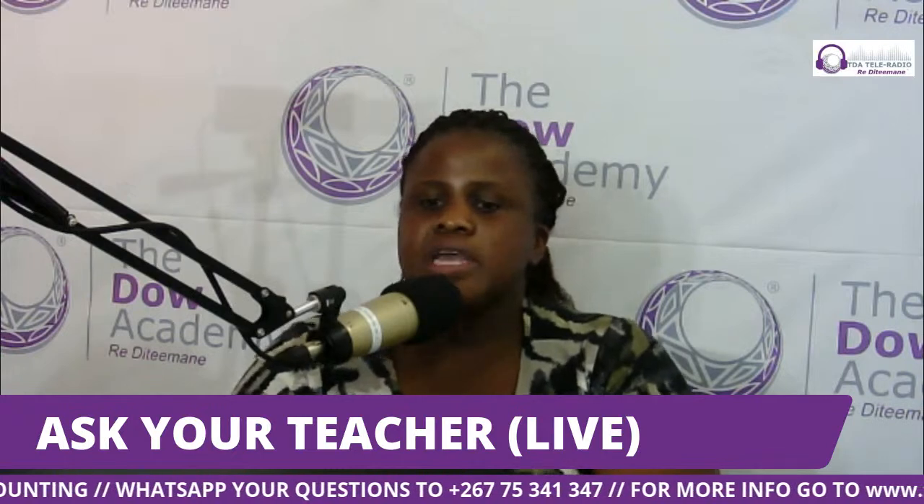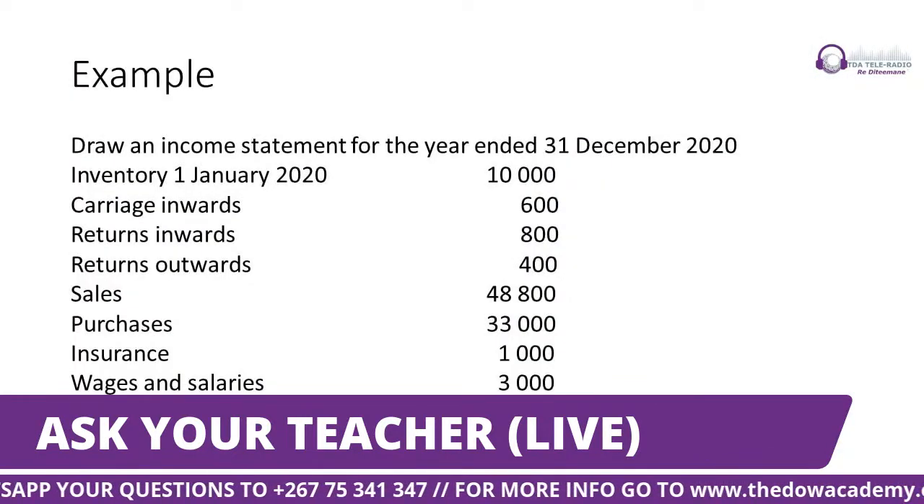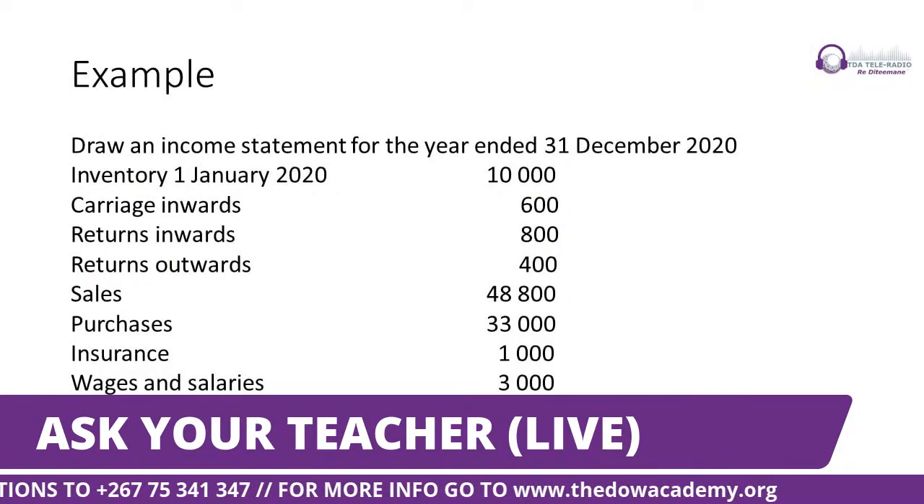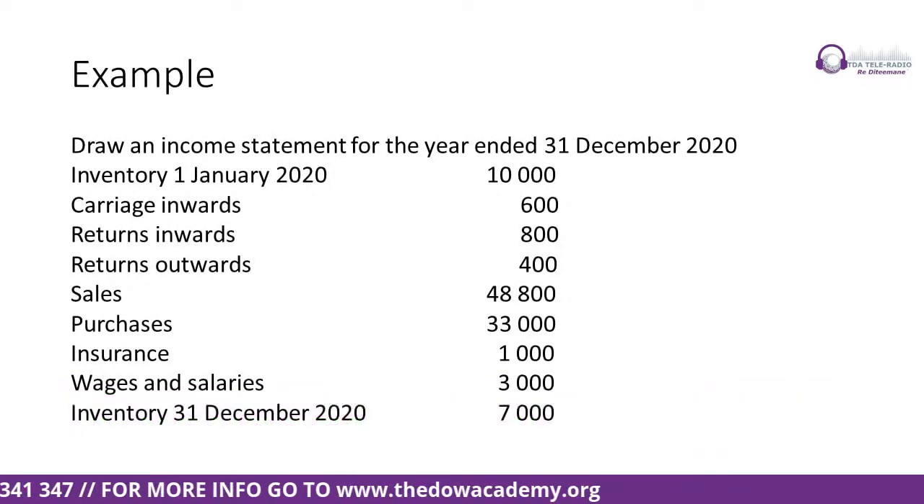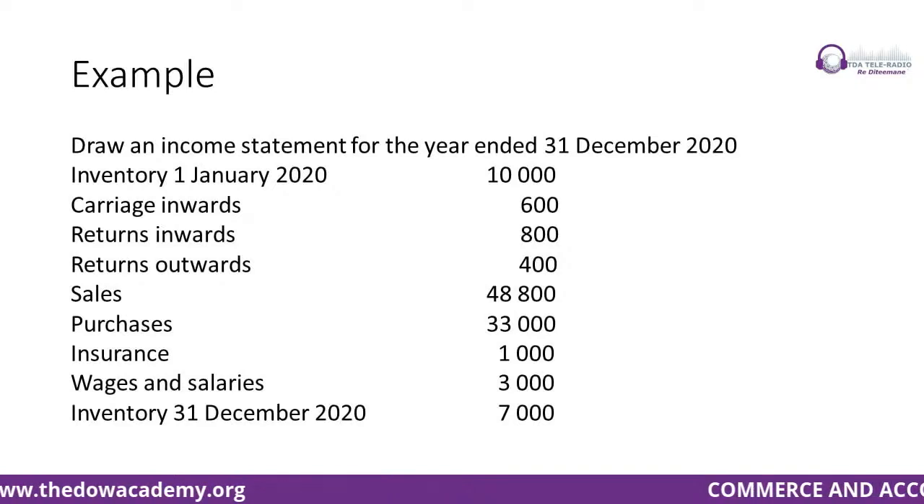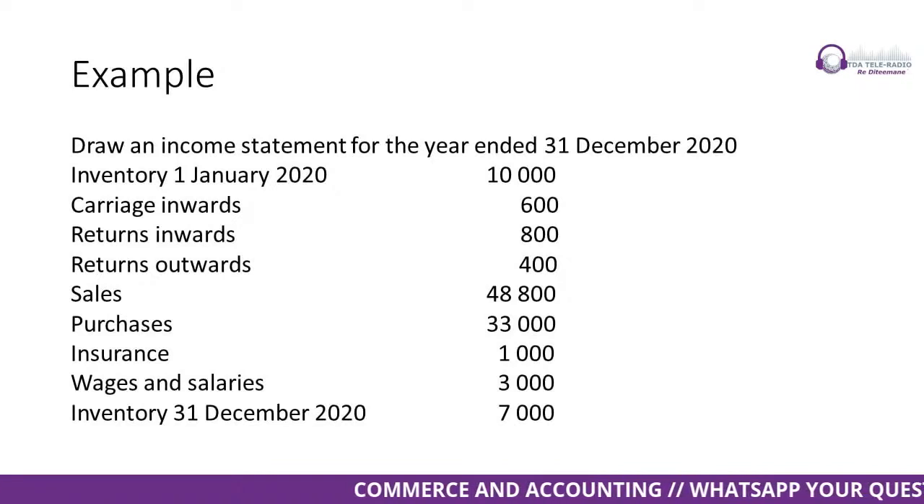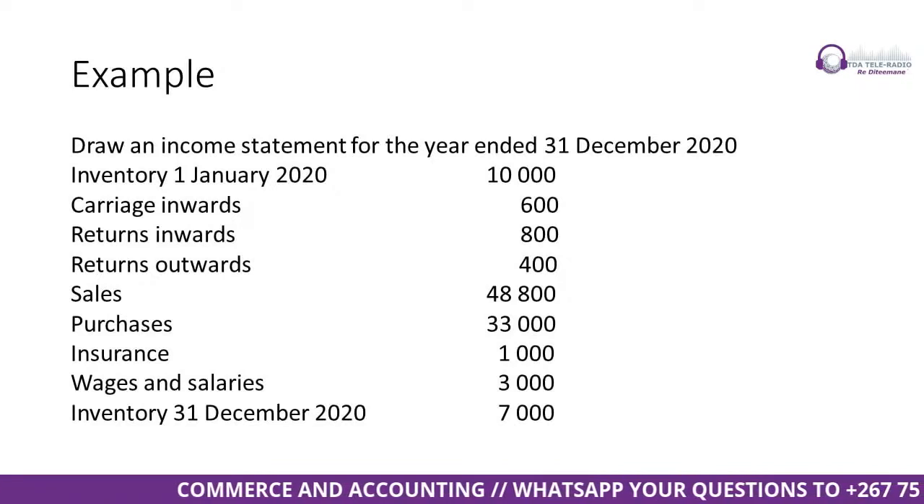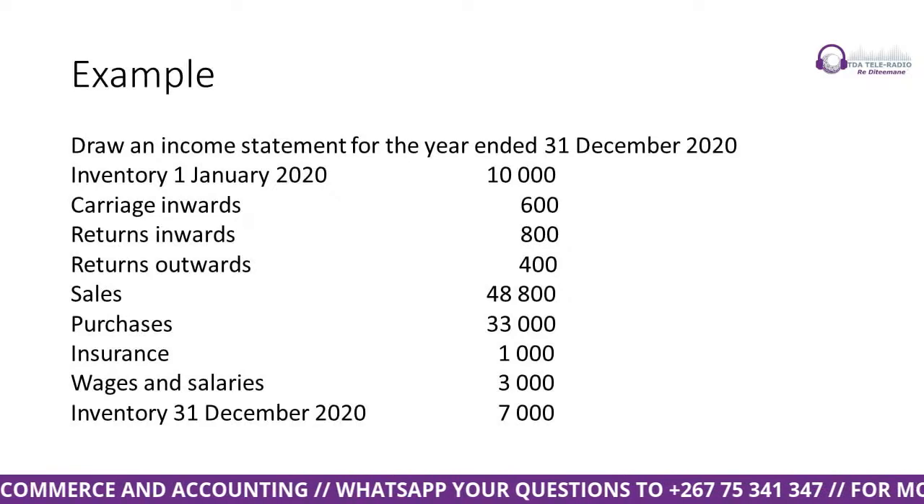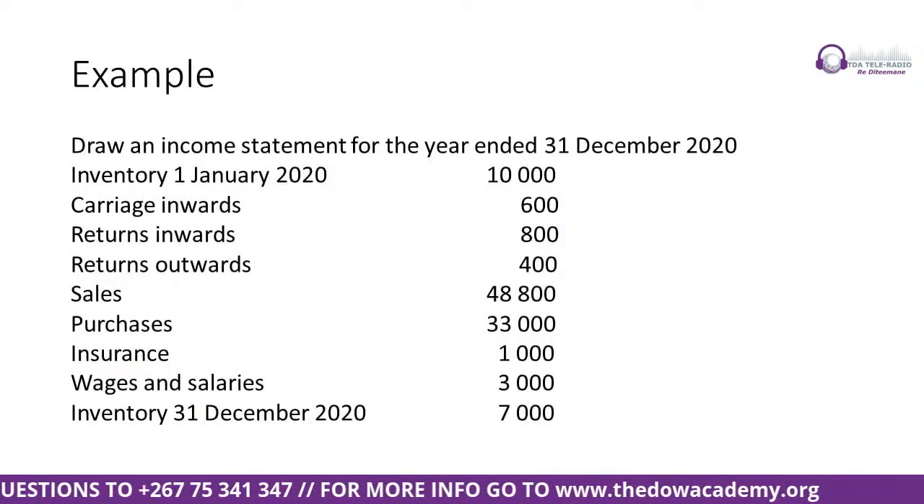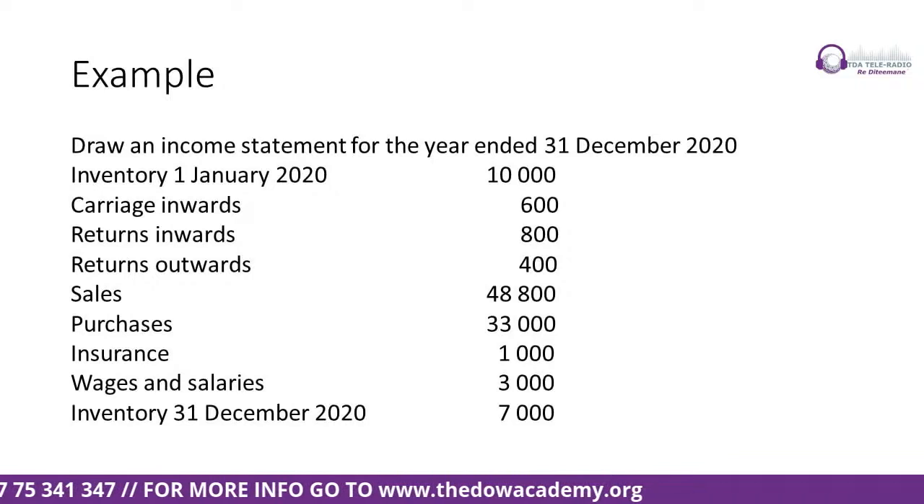So I prepared a small example there. The question is saying, draw an income statement for the year ended 31 December 2020. Remember, we talked about opening inventory. How do you tell that this one is an opening inventory, especially for those who are doing Commerce 7100? Opening inventory, you can tell by the date. Like there it is saying 1 January 2020, our opening inventory. So you can tell that that is our opening inventory.